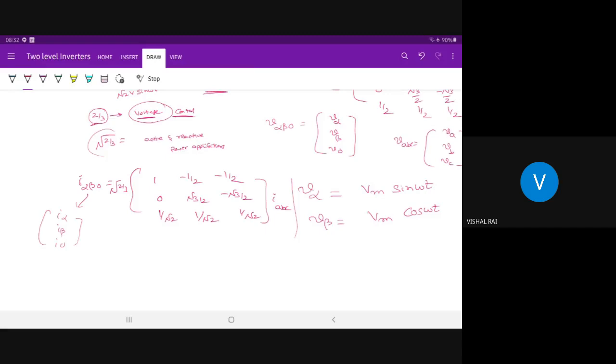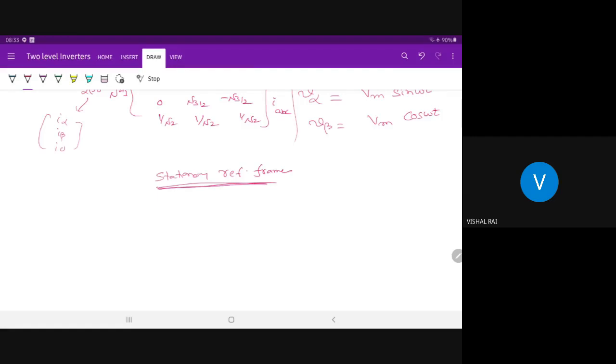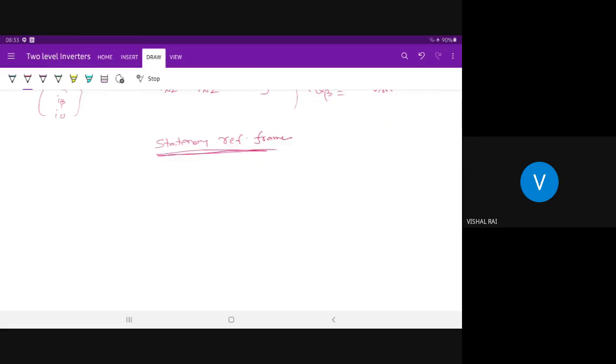Okay, so far we discussed three-phase to two-phase transformation. That is also known as the Clark transformation, or the stationary reference frame. Still these magnitudes are varying. In case of three-phase, we just simply reduced one phase. After that, we have the Park transformation.